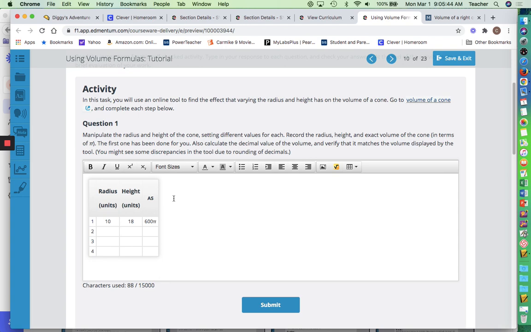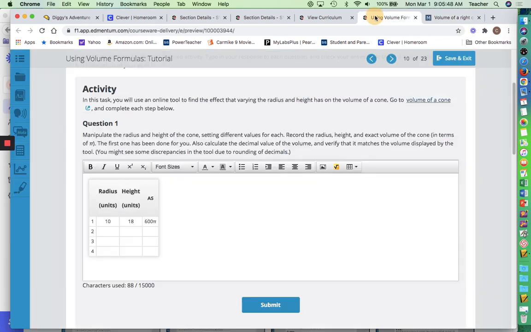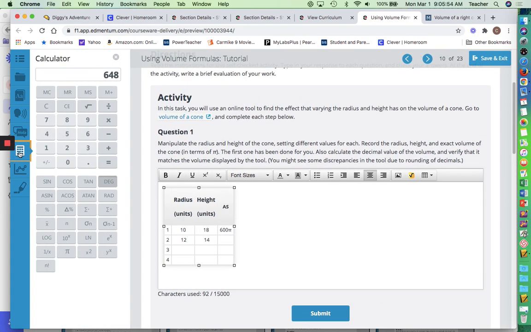Now they started out with a 10 and an 18. We have a 12 and a 14, so I'm going to go with 12 and 14. All right, now remember, same thing as a cylinder, but we got to divide by 3. So we're going to do 12 squared times 14. And we're going to divide by 3 because it's like the same thing as times a third. So I've got 672 pi.